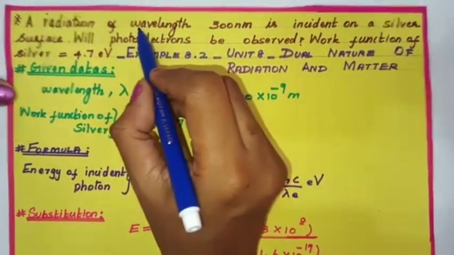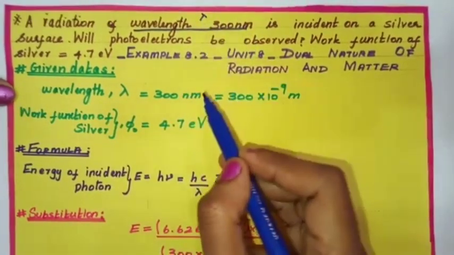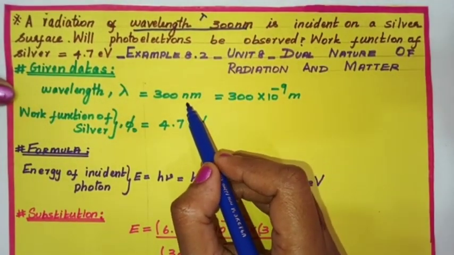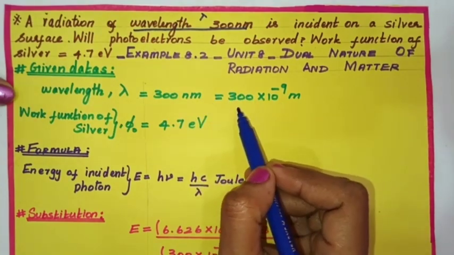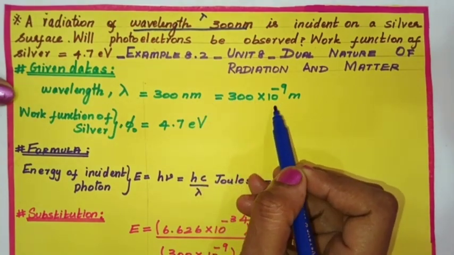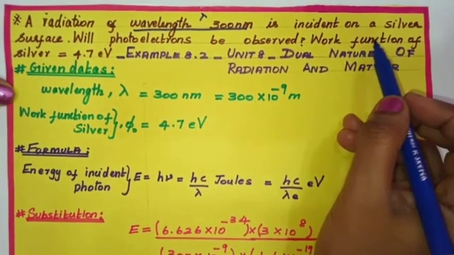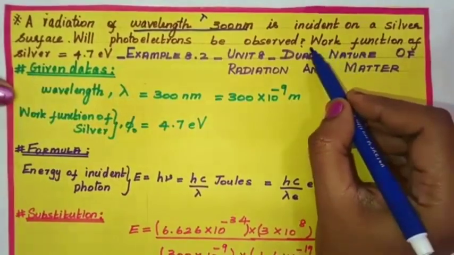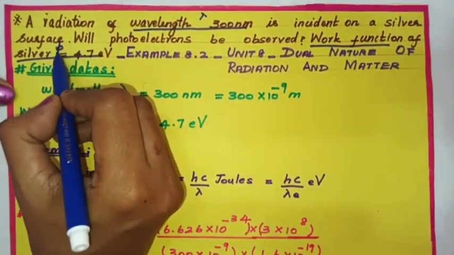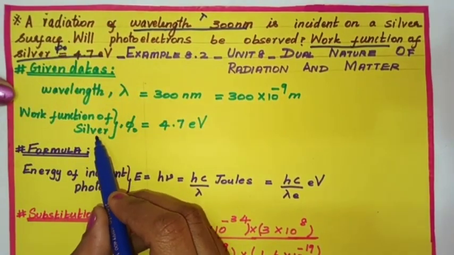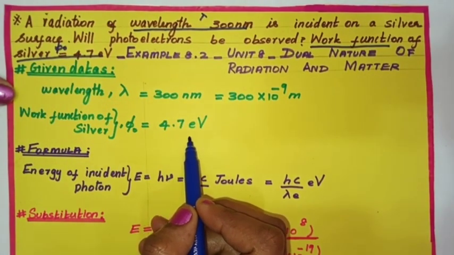Here the wavelength lambda is 300 nanometer. It is given in nanometer, so we are converting it into meter. That is 300 into 10 power minus 9 meter. And the work function of silver is given. That is phi naught, the work function of silver, phi naught is equal to 4.7 electron volt.